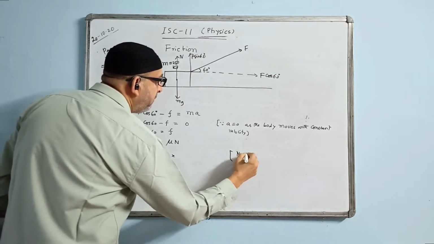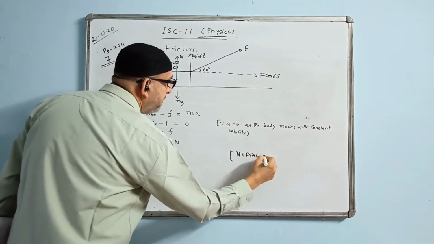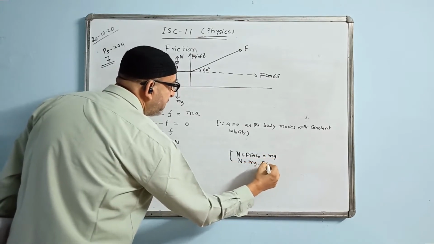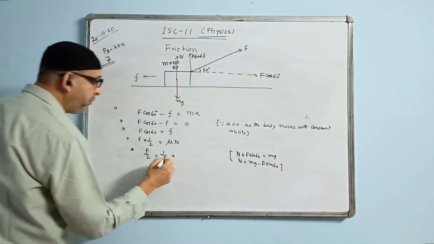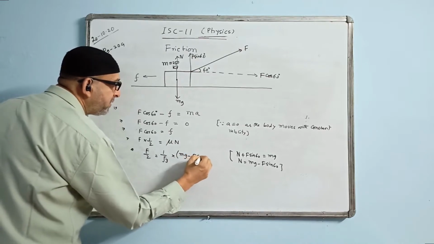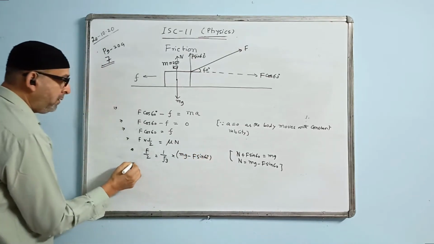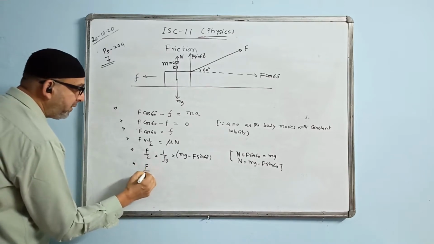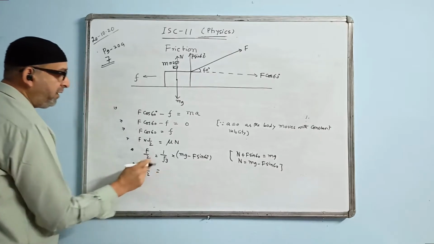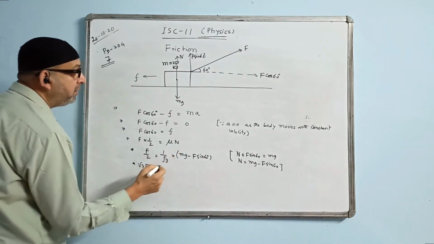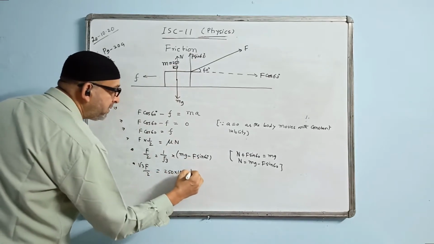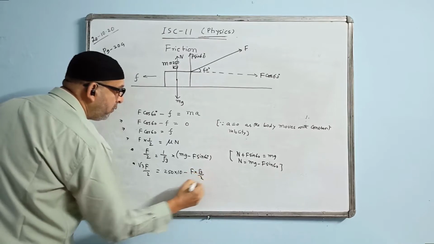We write N plus F sin 60 degrees is equal to mg. Therefore, the value of N is mg minus F sin 60. So this value here, we will put it in bracket: mg minus F sin 60. Now we are solving it as N by 2 or root 3. We can take this as root 3 by root 3 F by 2, root 3 F by 2, mg. Mass is 250, g is 10, minus F sin 60, whose value is root 3 by 2.